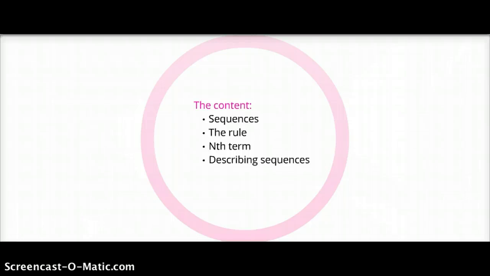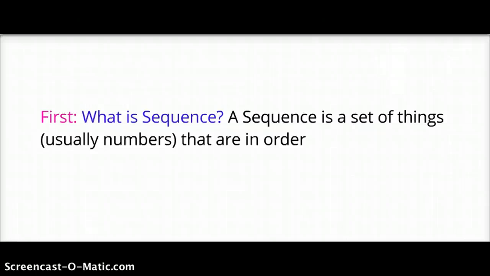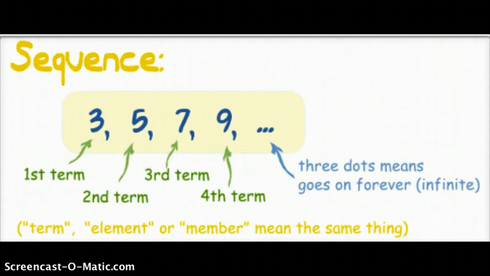Hi, today I will talk about sequences and explain how to get the rule and the nth term and how to describe sequences mathematically. First, what is a sequence? A sequence is a set of things, usually numbers, that are in order. As you see, this is an example of a sequence and how their terms are called.